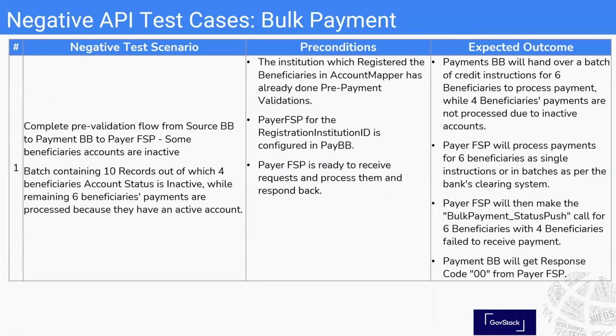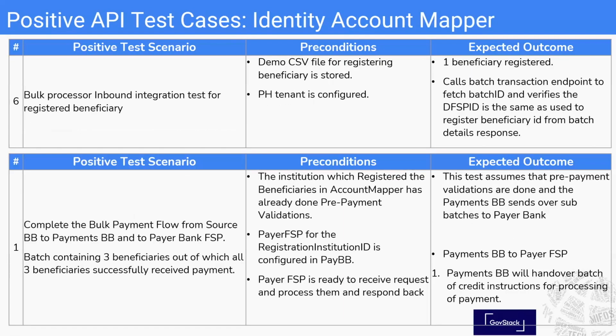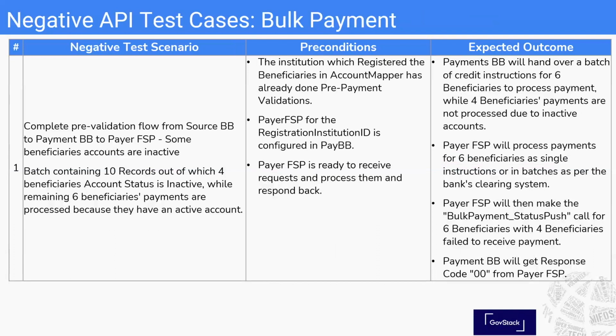All right. So some of the negative test cases for bulk payment, if we talk about, there could be multiple negative bulk payment test cases. For example, the batch ID is not there, the format is not matching. One of the examples that we've given over here is, let's say a batch contains 10 records, out of which 4 beneficiary account statuses are inactive, while the 6 remaining beneficiary payments are processed because they have an active account. So one of the cases for bulk payment would be that a batch of 10 went out.